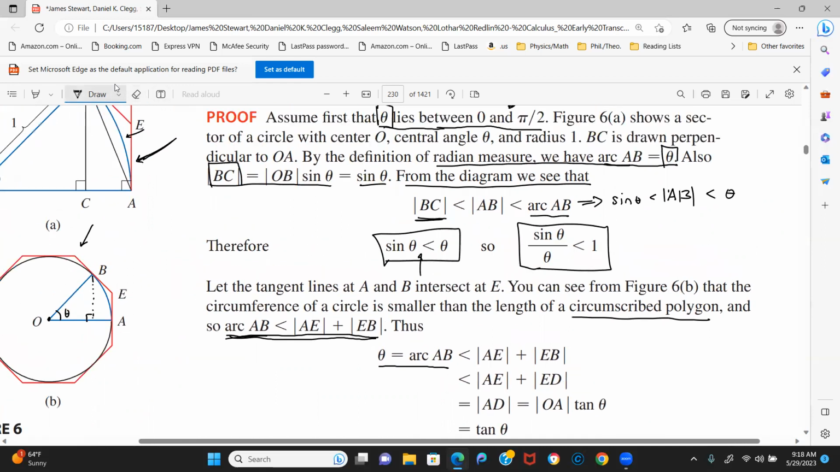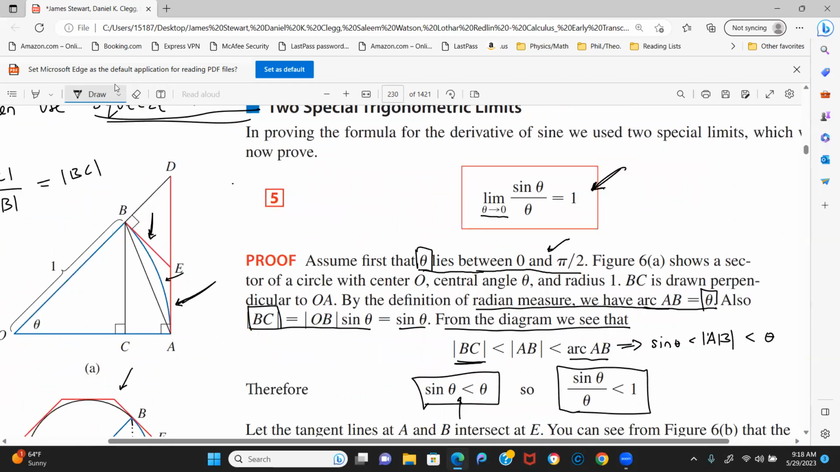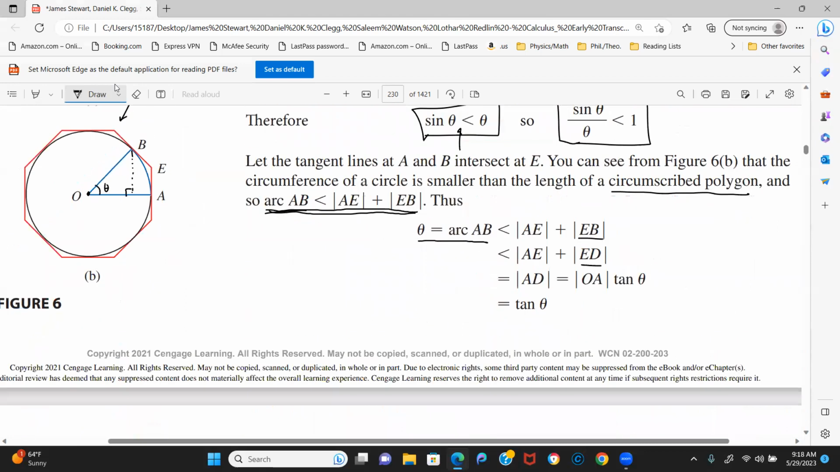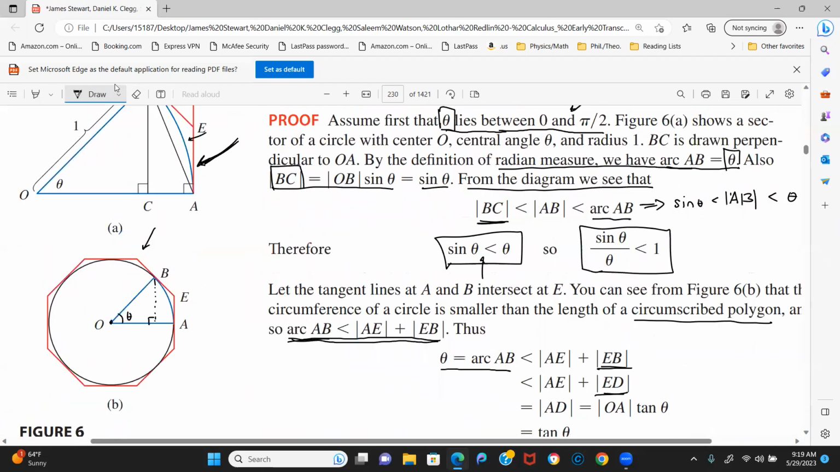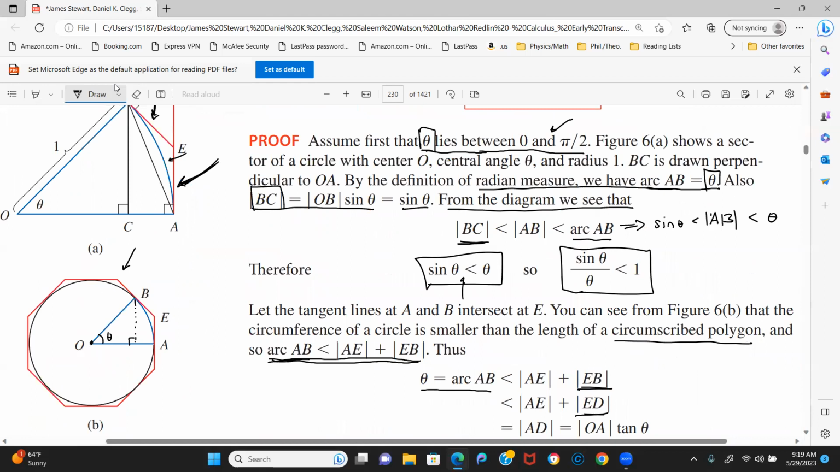Now the length of EB is going to be the same as ED, and you can see that from the diagram here. The length of this side right here is the same thing as the length of this side, just extended up. So it's the same length. And so now we can replace this with this. And now the length from AE to ED, what is that? Oh, sorry, when you add these two together.